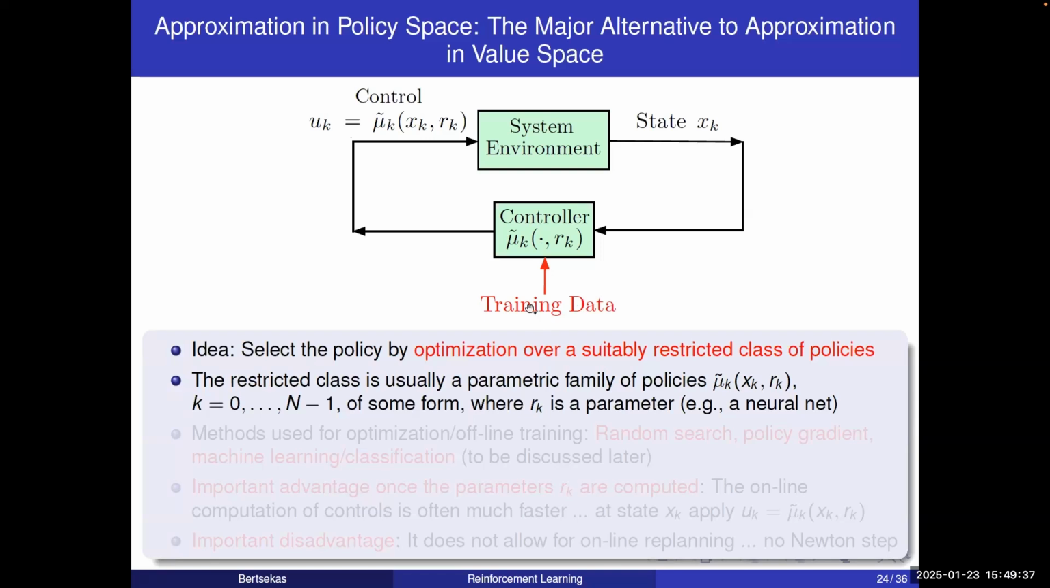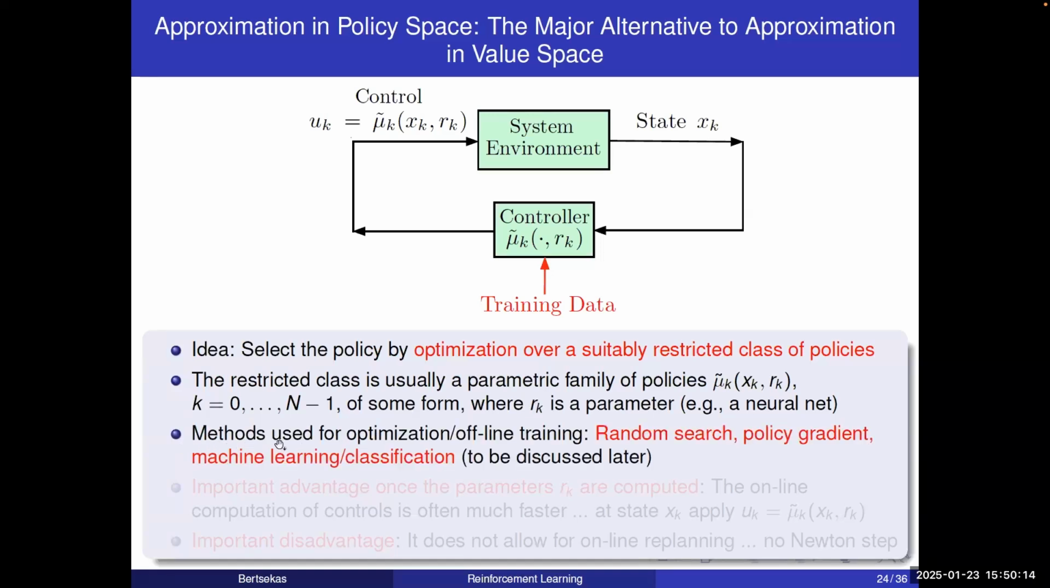Then essentially we have restricted our attention to this particular neural network. So the restricted class is usually a parametric family of policies that depends not only on the state, but also on a parameter r of some form. The form is decided by us, the designer, where r_k is a parameter. In the context of a neural network, this r would be the weights of the neural network.